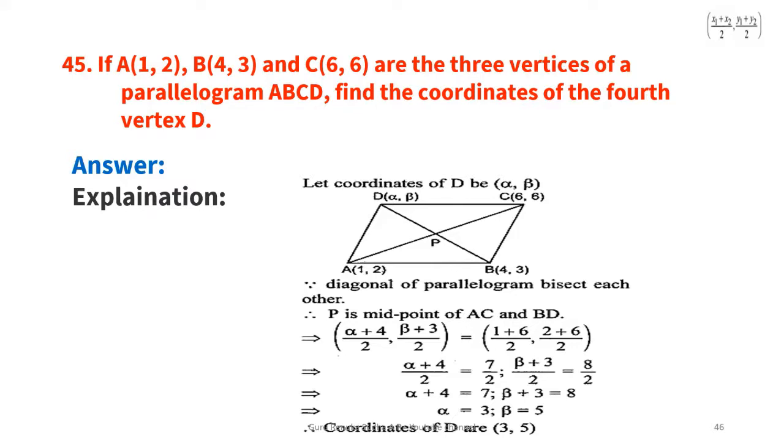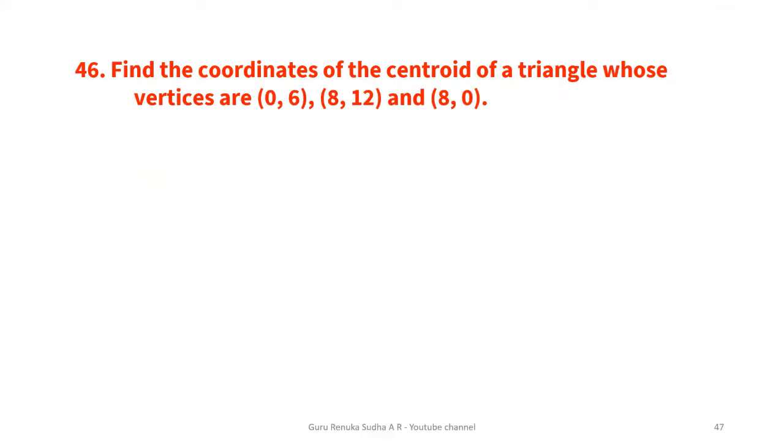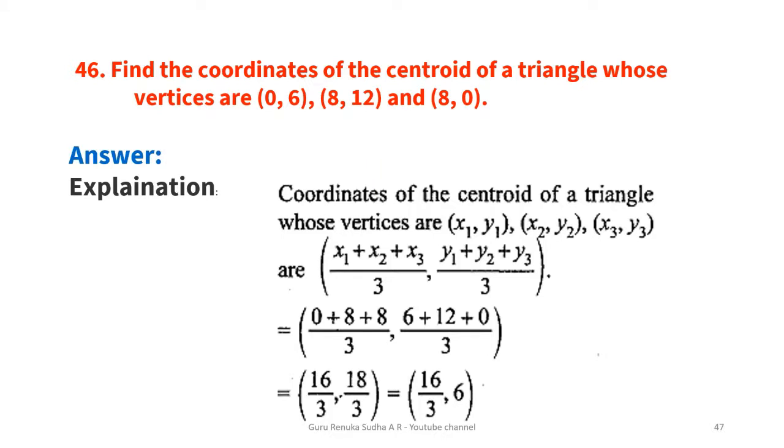Next, 46th, find the coordinates of the centroid. Centroid formula you know: (x1 plus x2 plus x3) divided by 3, (y1 plus y2 plus y3) divided by 3. Substituting all the values in that, you can calculate the coordinates of the centroid of the triangle. Centroid means the center of the triangle. So where that point lies, you can easily calculate.